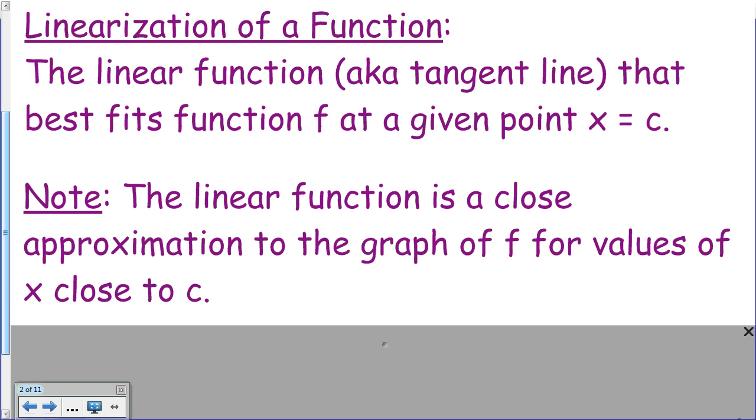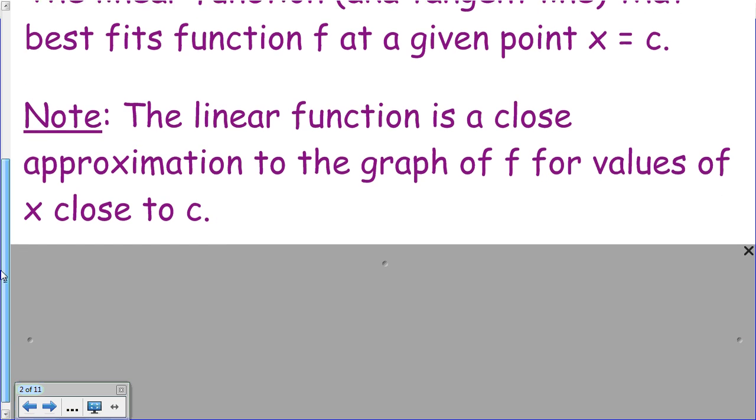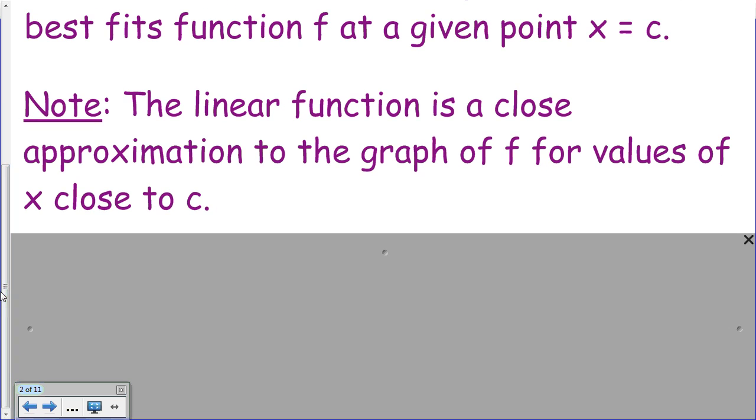One thing to note is that the linear function is a close approximation to the graph of f for values of x close to c. We'll see that with our first example, that we can use the linear approximation, the tangent line, to approximate what's happening on our original function f. You've seen that in some of our sketches where we've sketched the original function and the tangent line. The tangent line comes really, really close to that function right at the point of tangency, and so it does a pretty good job of approximating what's happening right at that one point.